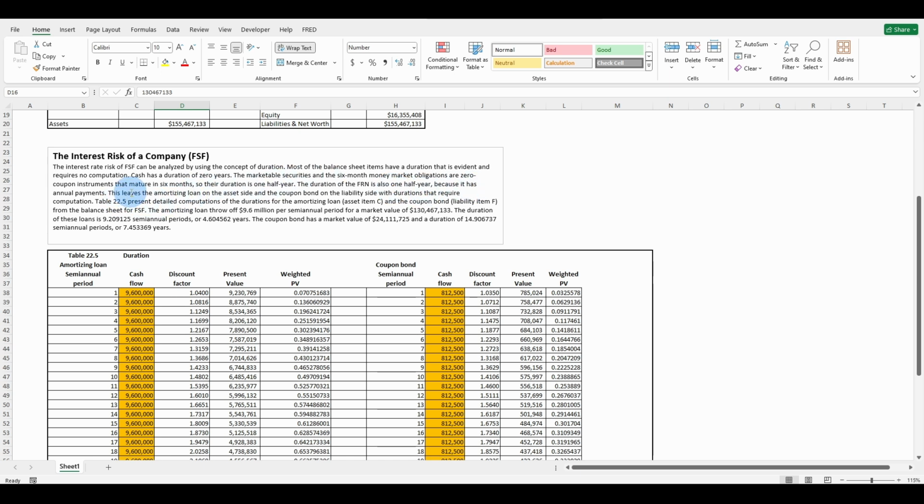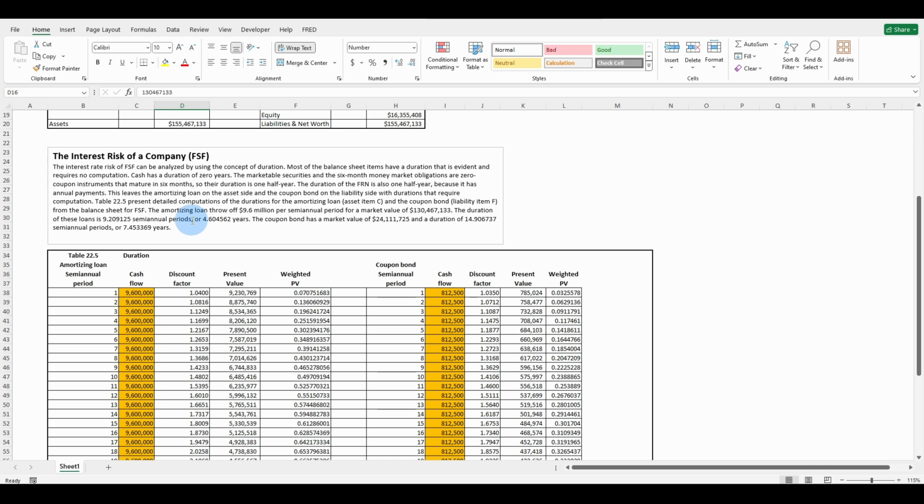This leaves the amortizing loan on the asset side and the coupon bond on the liability side with durations that require computation. Table 22.5 presents detailed computations of the durations for the amortizing loan, asset, item C, and the coupon bond, liability, item F. From the balance sheet for FSF, the amortizing loan throws off $9.6 million per semi-annual period for a market value of $130,467,000. The duration of these loans is 9.209 semi-annual periods, or 4.6 years.